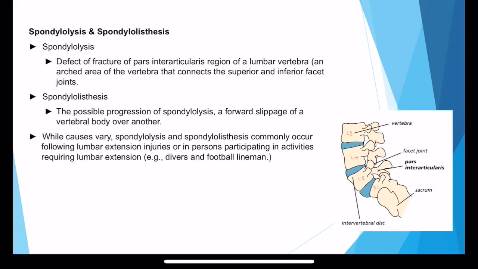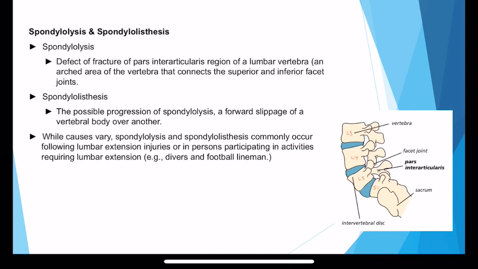So we're going to dive into this next slide. Please forgive me if I pronounce these wrong, but we're going to talk about spondylolysis and spondylolisthesis. The first one is going to be a defect or fracture of the pars interarticularis region of a lumbar vertebra. So if you don't know where that region is, look at this picture to the bottom right and it'll make so much sense. So it's just a fancy schmancy word, okay?